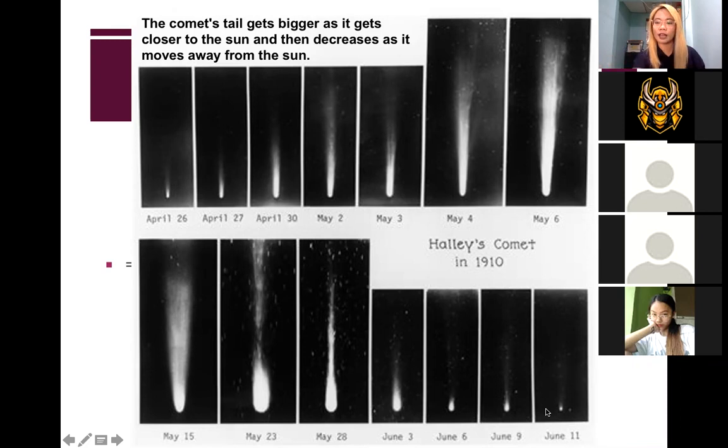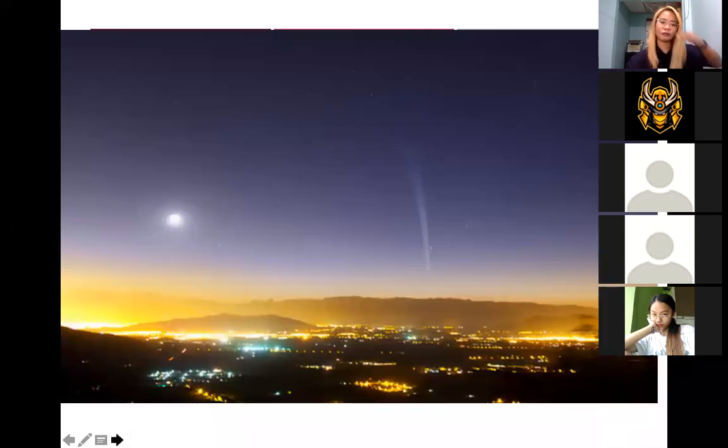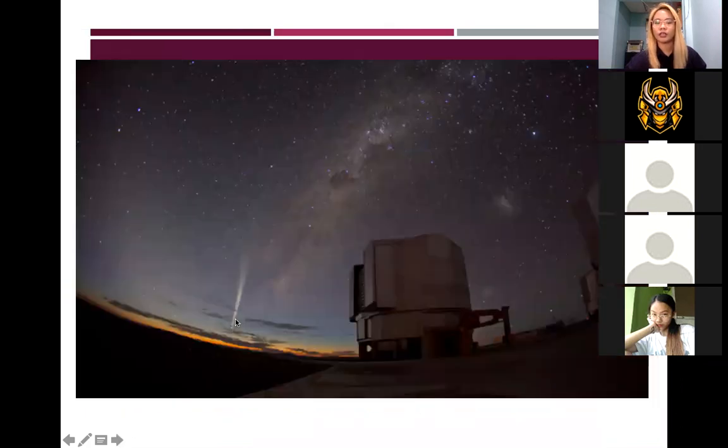Pero when it moves away from the sun, it is not absorbing as much heat as before. So the ice will stop melting. So the tail gets smaller and smaller. Okay, so these are pictures of comets. So probably nandito yung kanyang nucleus, and then this one, itong mahabang ito is the tail. Another picture. So this one is the tail of a comet. Ayan. Okay, so are we clear about comets?